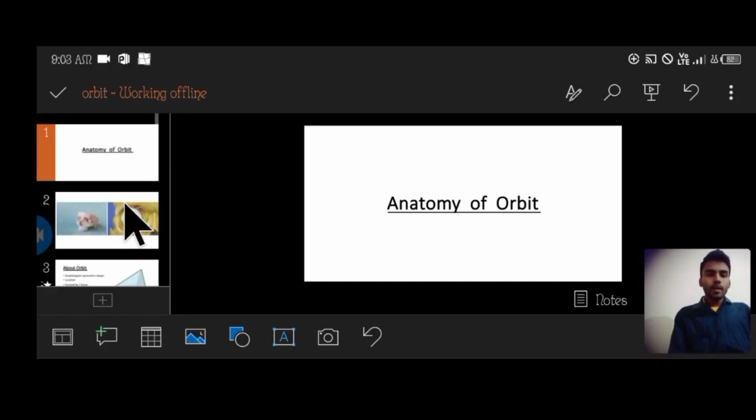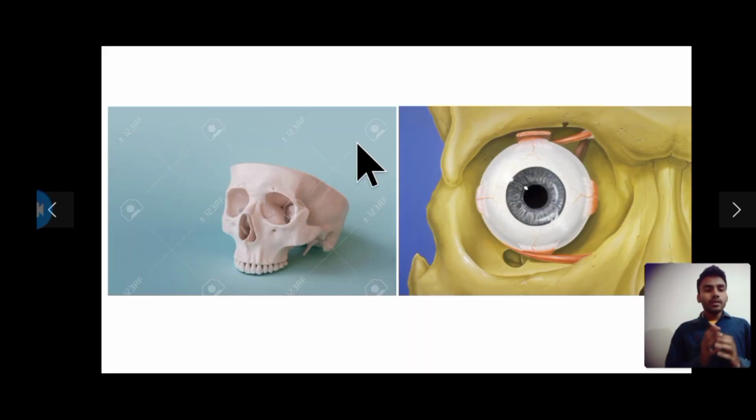Today I will explain about the anatomy of orbit. Okay, so let's start. Orbit is a bony cavity and it contains the eyeball. From this picture you can easily see that these are the two bony orbits, and these two bony orbits contain two eyeballs.